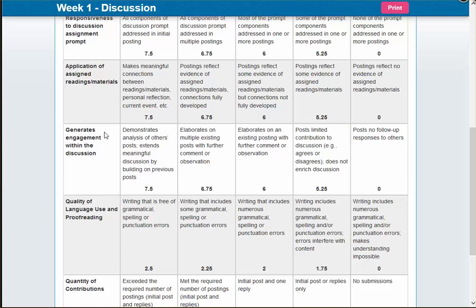Let's move on to the next criteria, which is generates engagement within the discussion. Here, I'm looking for you to demonstrate analysis of others' posts by extending meaningful discussion by building on previous posts. So what does this mean? This means that you take what somebody else has read or posted in their initial post or a response and use that to extend the conversation, to further grow the conversation and keep it going.